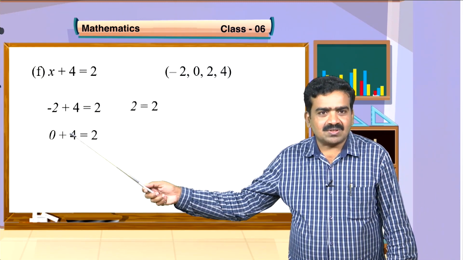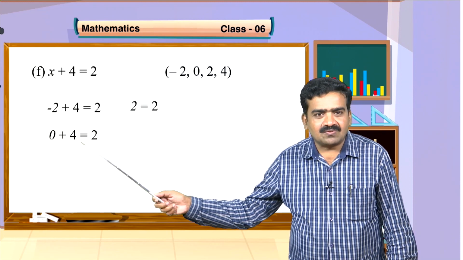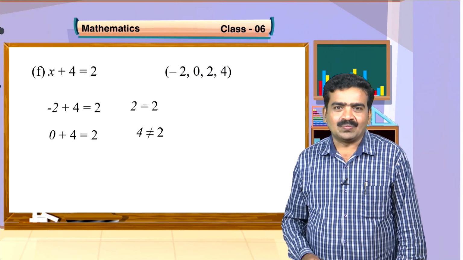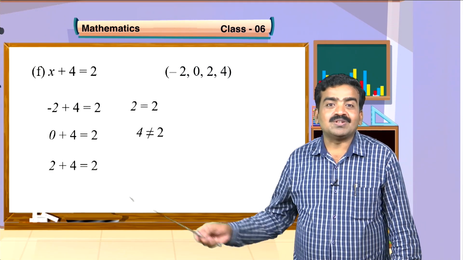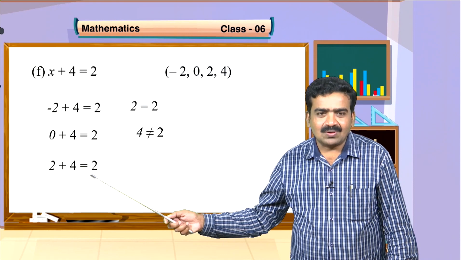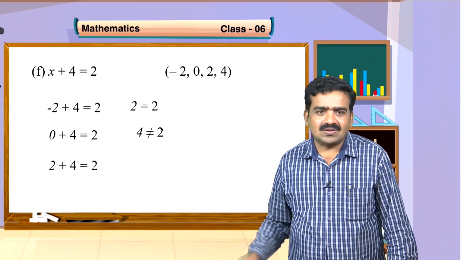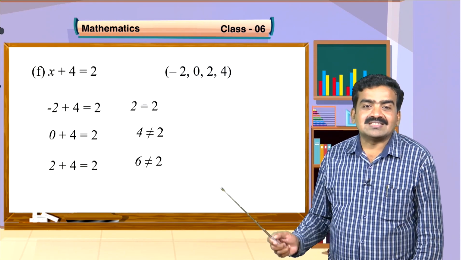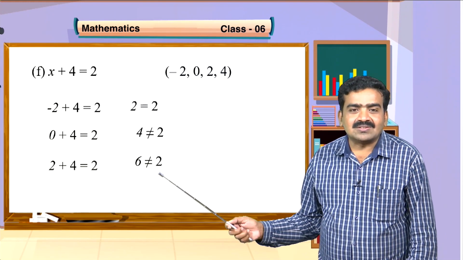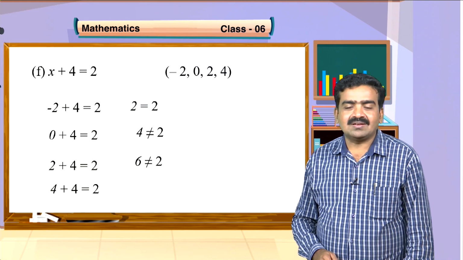When 0 is substituted in place of x, 0 plus 4 is equal to 2. You know that 4 is not equal to 2. Similarly, when 2 is substituted in place of x, you will get 2 plus 4 is equal to 2. What is the sum of 2 and 4? Yes, you are correct. It is 6. 6 is not equal to 2. Therefore, it is also not the solution for the given equation.